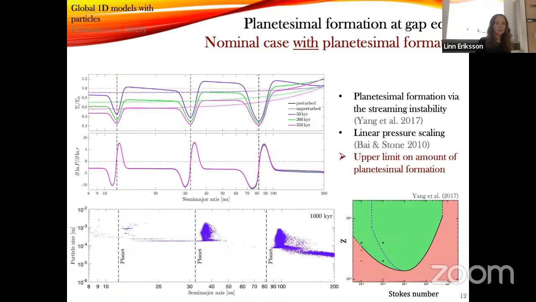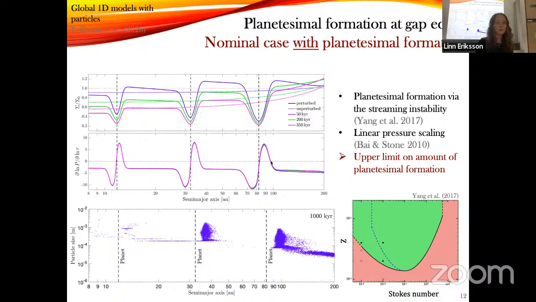So we use these conditions from Young et al. from the streaming instability. And we further take this map here and scale it linearly with the pressure gradient, because it has been shown that the streaming instability is more efficient when the pressure gradient is low. So basically, as we approach the gap edge, it gets easier and easier to form planetesimals.